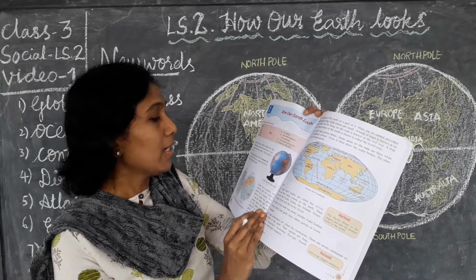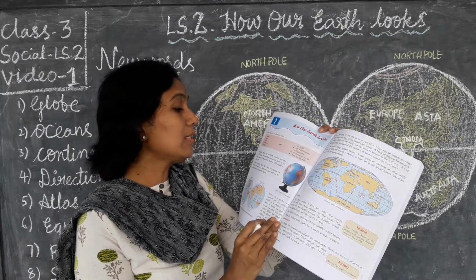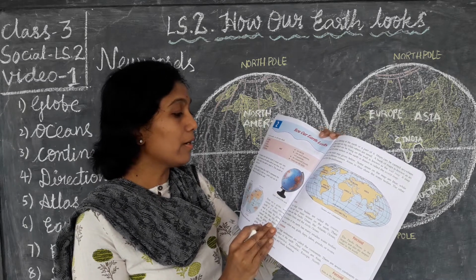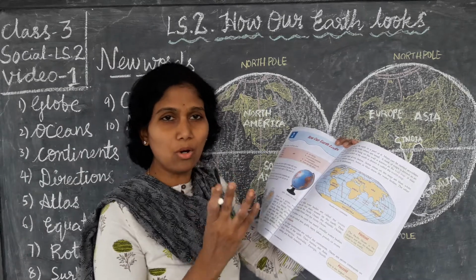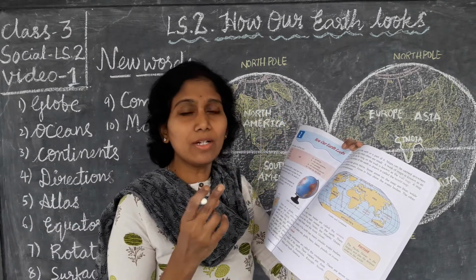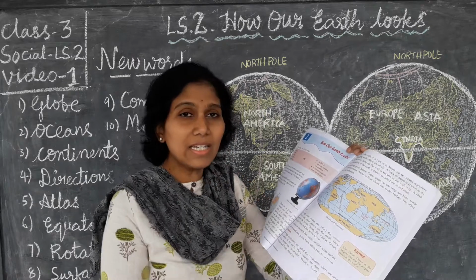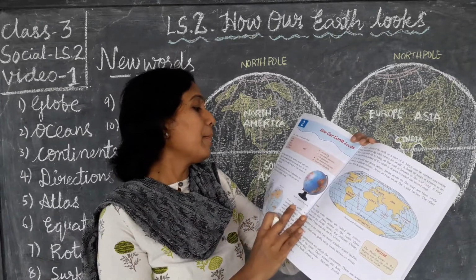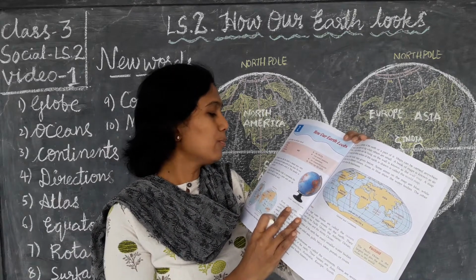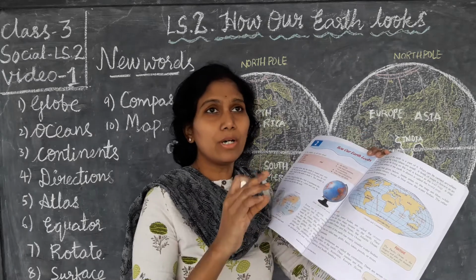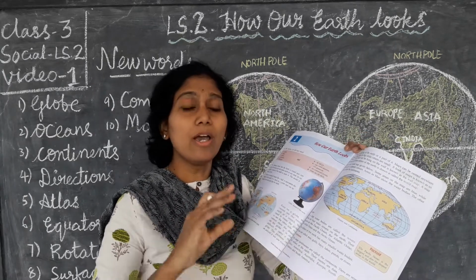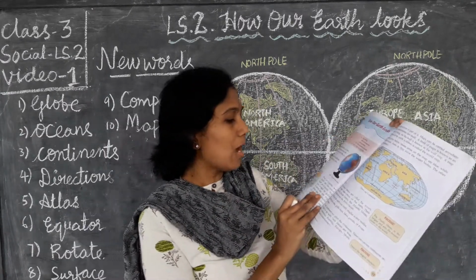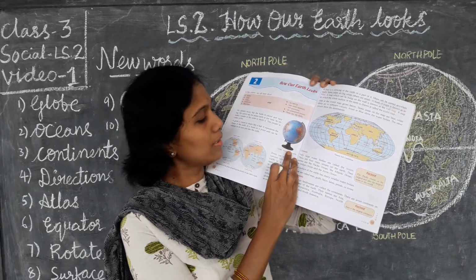Here we already know that earth is round and very big. We cannot see the entire earth at one time. Earth looks like a ball, and we cannot travel or see the earth at one time. So we make a model of the earth to study it. This model is called a globe. So at one time we cannot study the earth, so we created a model of the earth, that is nothing but a globe.